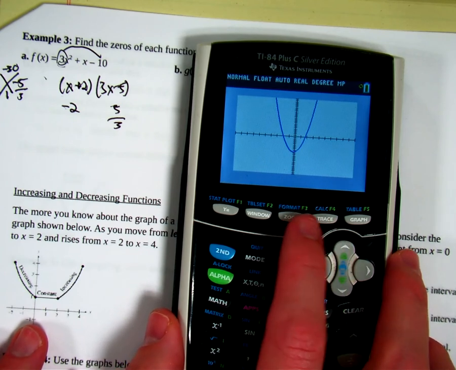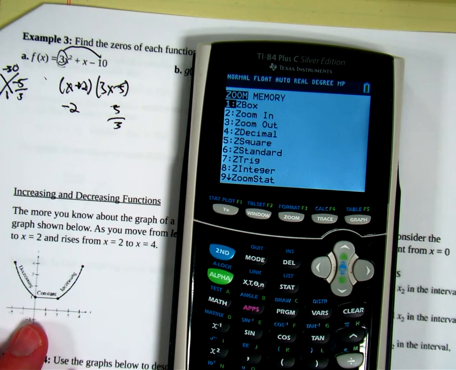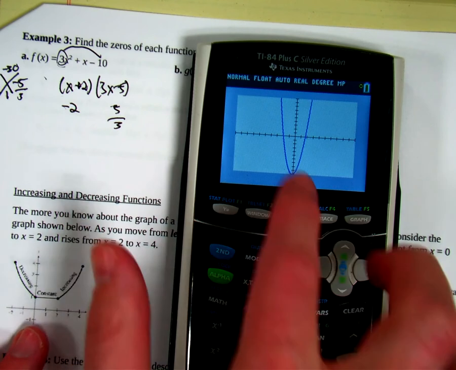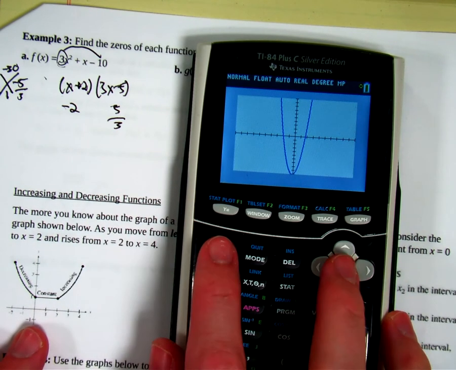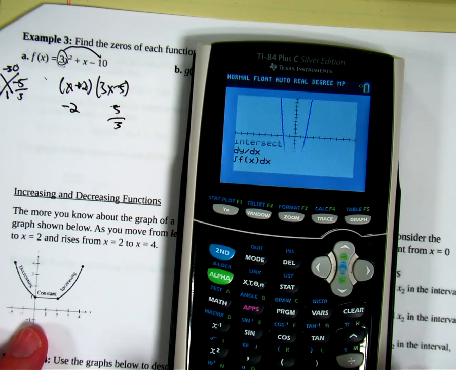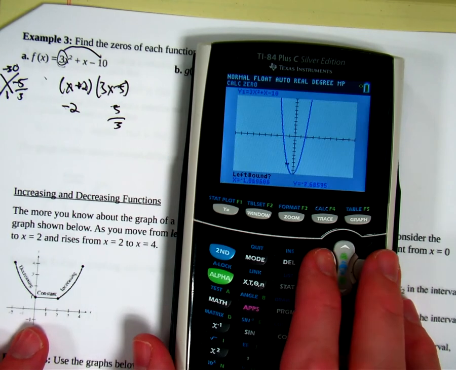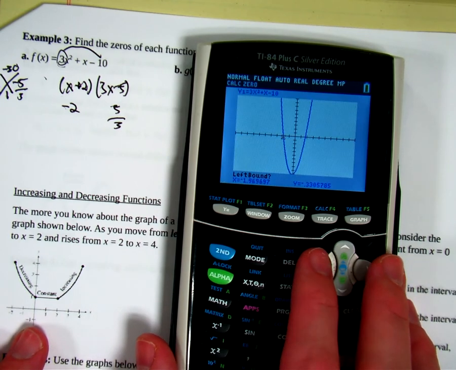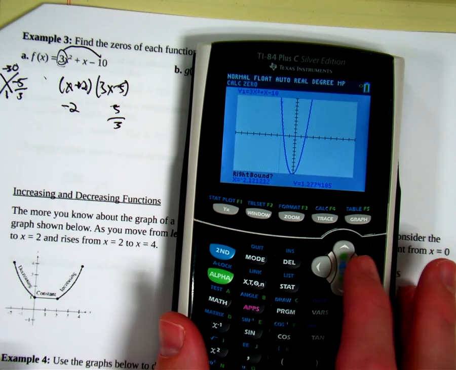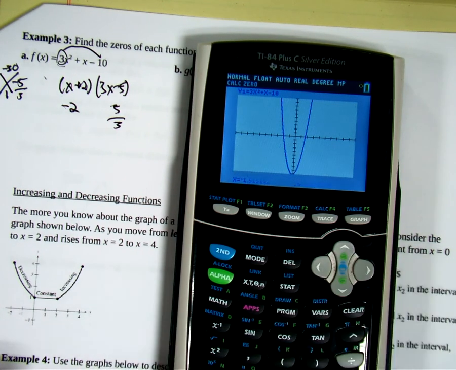I'm going to make sure I'm in the standard zoom 6. There's our standard negative 10 to 10. All right, we can clearly see that one's going to be negative 2. We can test it out. Second trace, zeros. Slide over to where you think it is. It's about there, so left bound, left, left, left, enter. Back down to where you think it is, right, right, right, enter. Guess in the middle, ta-da, negative 2, 0.